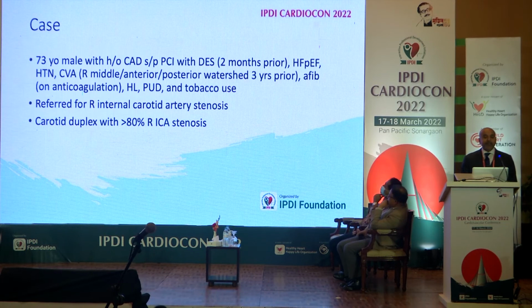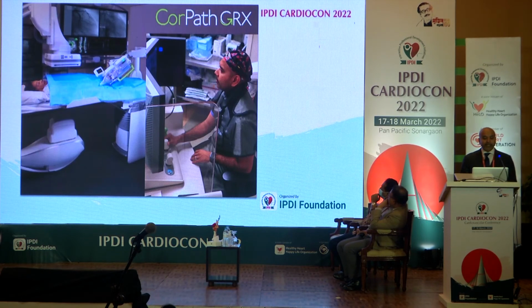And then finally, we talked about improving the technique in how we do these procedures. And one of the ways we've improved that is by doing robotic interventions. And here's a 73-year-old gentleman with history of coronary disease, had coronary interventions with drug-eluting stents, heart failure with preserved EF, hypertension, and a prior stroke with atrial fibrillation, hyperlipidemia, that was referred for right internal carotid artery stenosis. Carotid duplex showed greater than 80% right ICA stenosis.